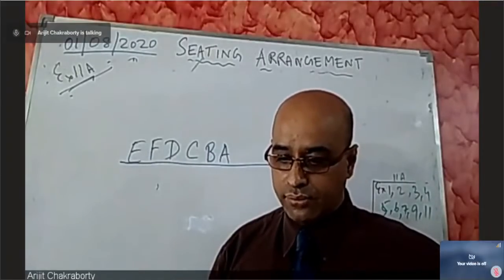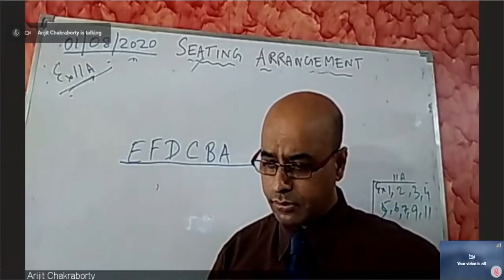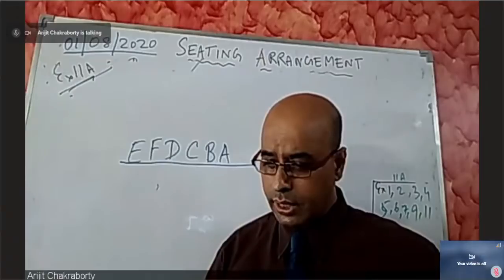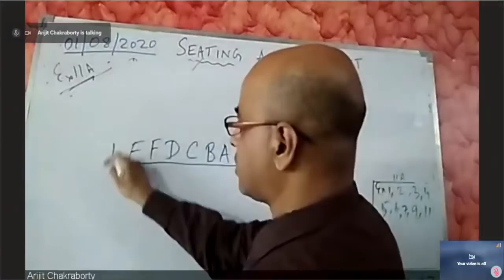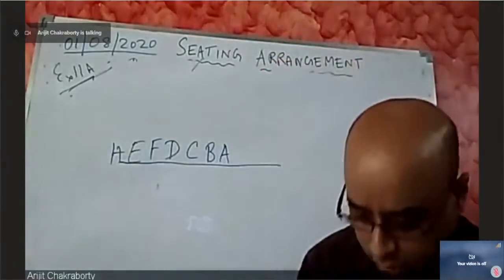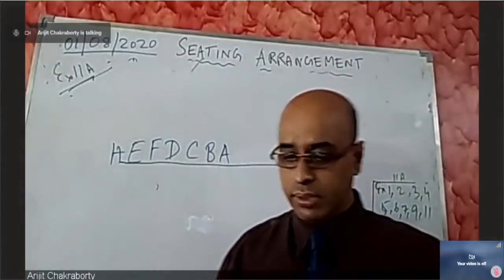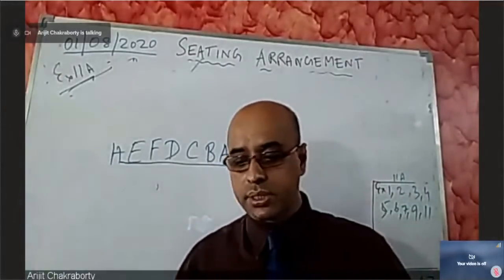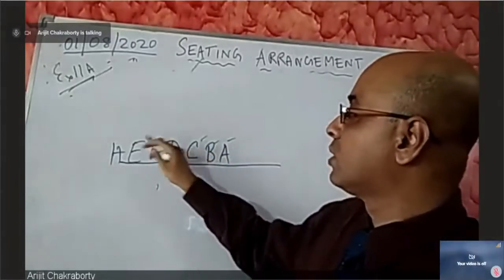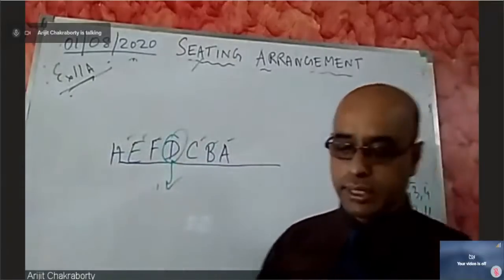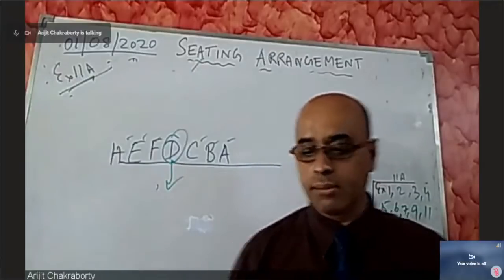Then we have H is sitting left to E. How many are there? 7 members. E is here. H is sitting left side. So the order we have got is H, E, F, D, C, B, A. The question is find the person sitting in the middle. So in the middle, let's see 1, 2, 3, 1, 2, 3. So D. D is the person sitting in the middle. Answer is D. Okay. So we have solved question number 12.